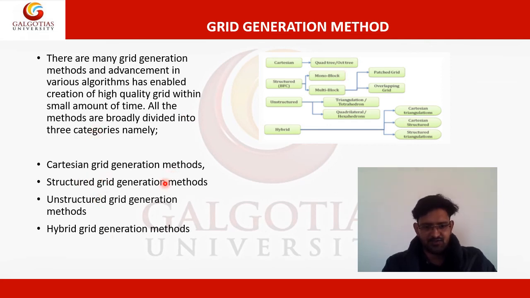Then the structured grid generation method, this is one, and here there are some other subdomains or sub-algorithms. Then the third one is the unstructured grid generation method. Here there are two algorithms to generate the meshes. And the last one is the hybrid grid generation method, and it has three important algorithms. Nowadays this technique is more used, and more CFD solvers are based on this hybrid grid generation technology.